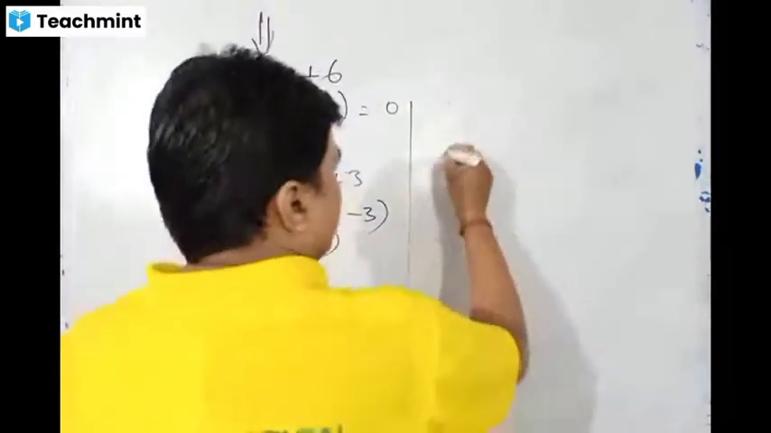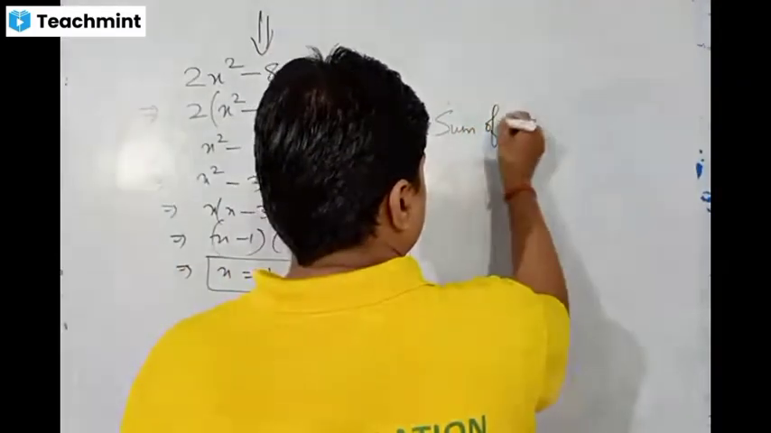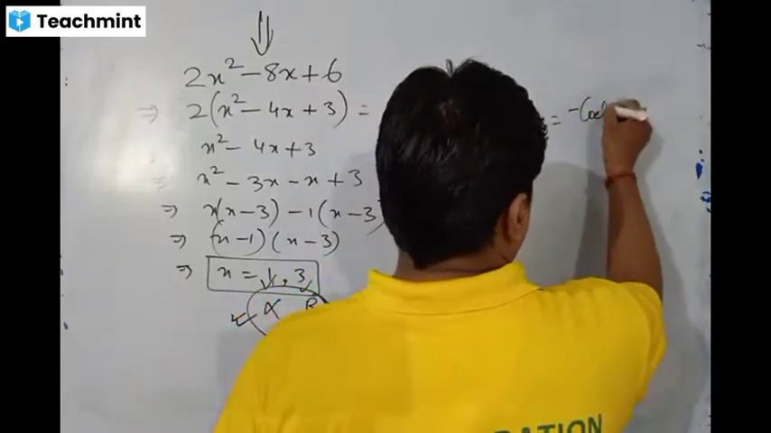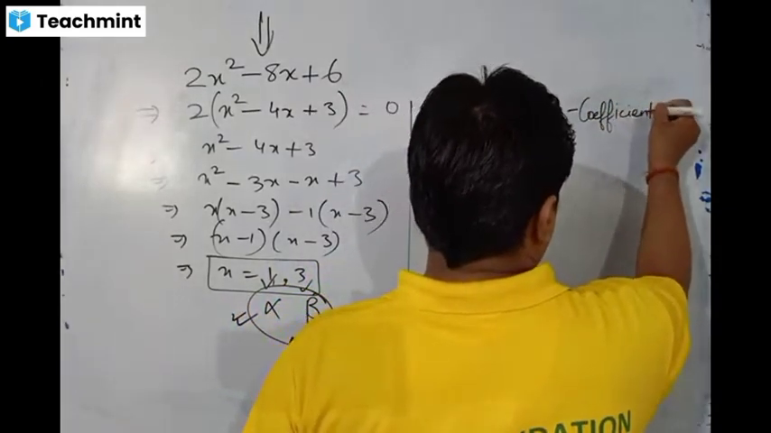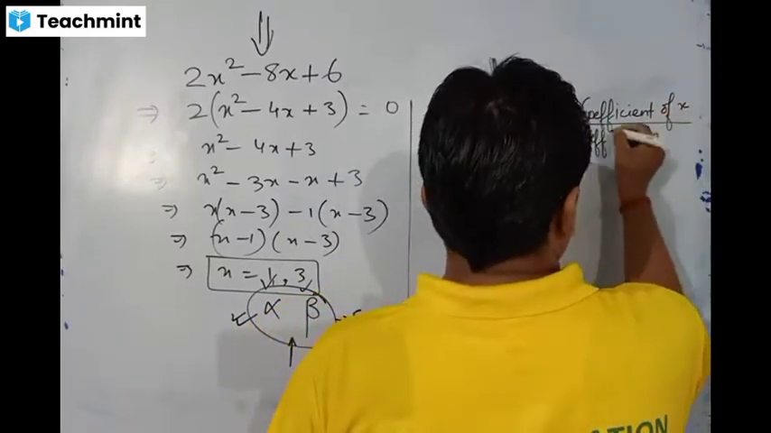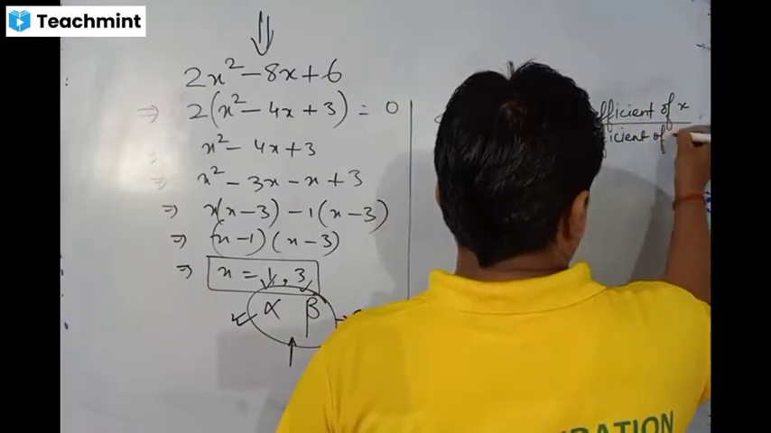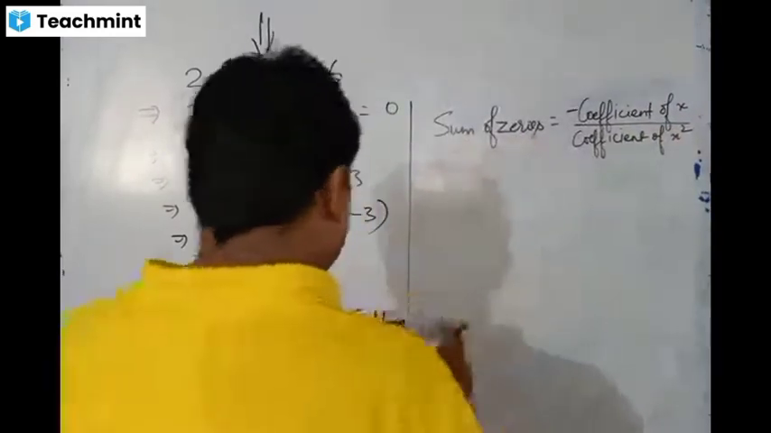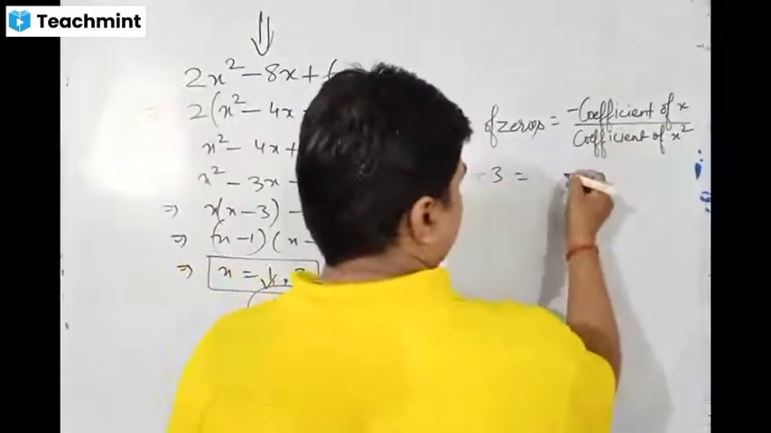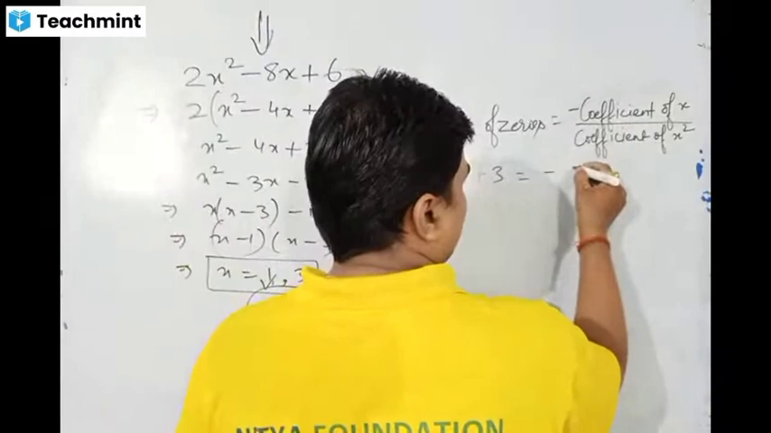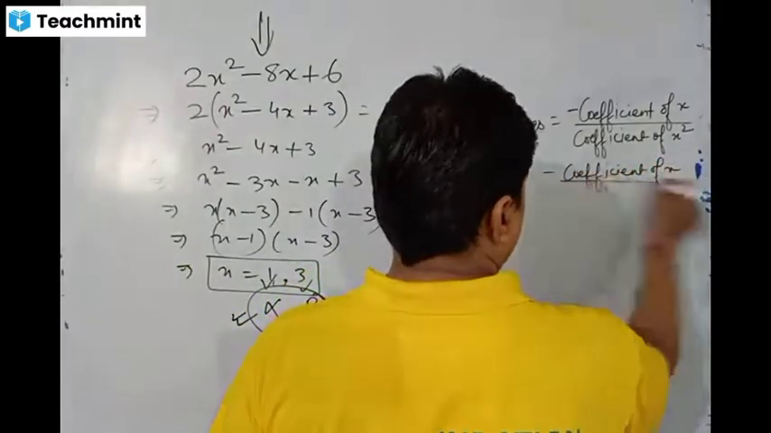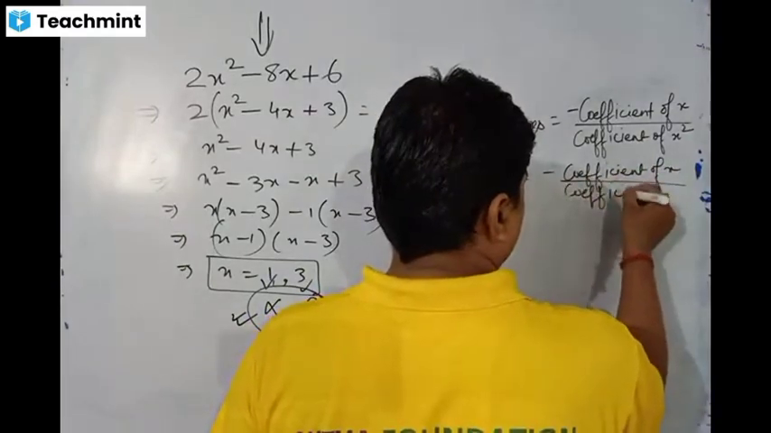So suppose the sum of zeros is equal to minus coefficient of x by coefficient of x square. Okay, so what is the sum of zeros? 1 and 3 here, so 1 plus 3. Now you can see the same thing, minus coefficient of x by coefficient of x square.